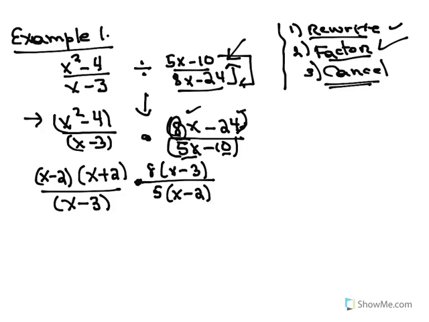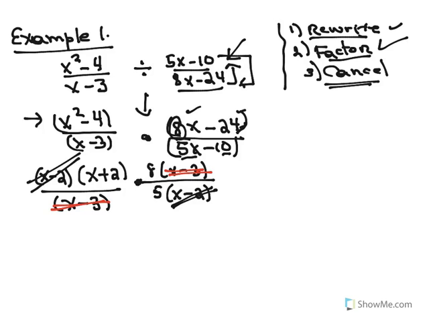So we're going to look for common factors that can be canceled. Okay? So look at this x minus 2 and this x minus 2. They're canceled. Now let's look at x minus 3 and x minus 3. They are canceled.